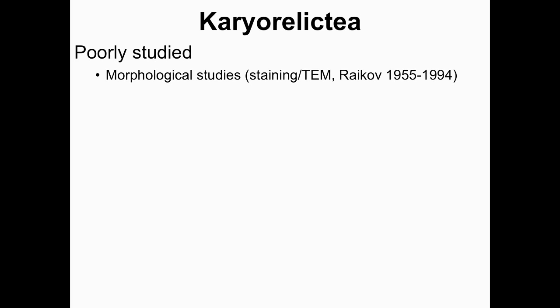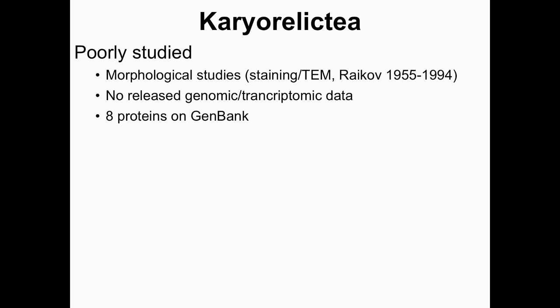nuclear architecture part. Previous studies focused on the morphology and were done by Raikov using staining and the TEM method during the 1950s to 1990s. And there's no released genomic or transcriptome data. And for the whole group of ciliates, like karyorelictids, around 170 species, there are only 8 proteins on GenBank, and most of them are Loxodes.